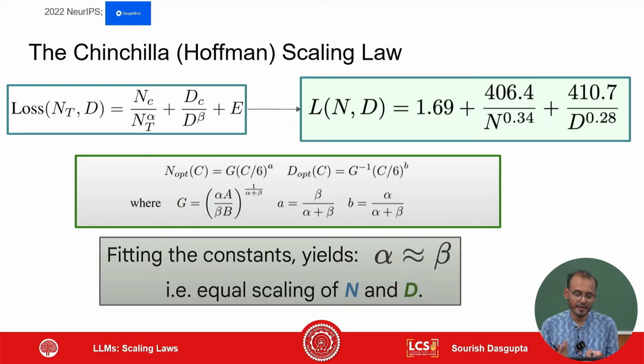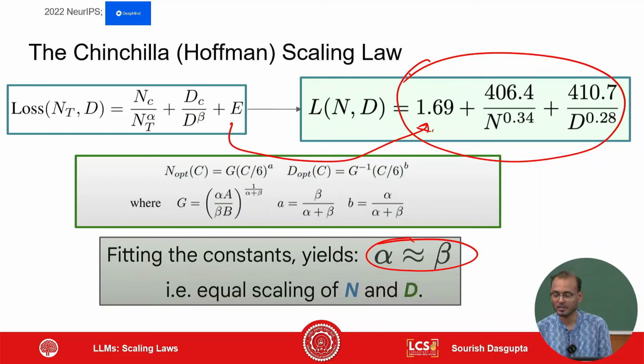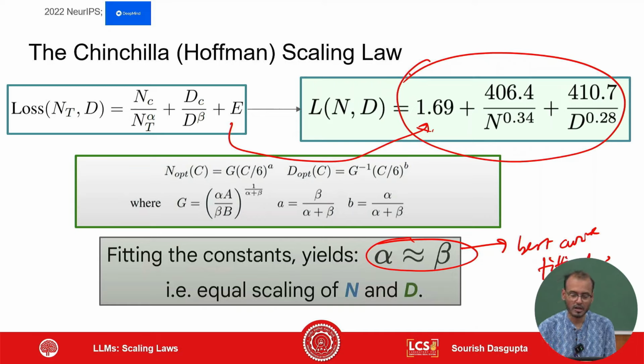Empirically, when they started to understand what alpha and beta would mean, they came up with this version, and these are the constants involved. E becomes this. They also saw something very interesting, and this is very important to note: if alpha is quite similar to beta, then you get the best curve fitting. This results in the best curve fitting if alpha is equal to beta, which means equal scaling of N and D.